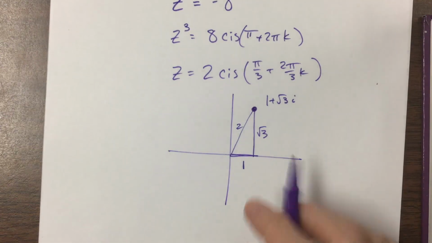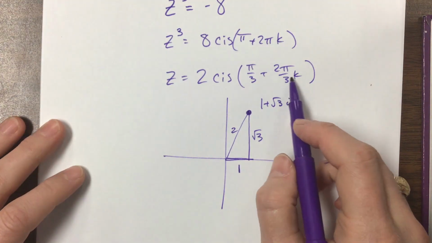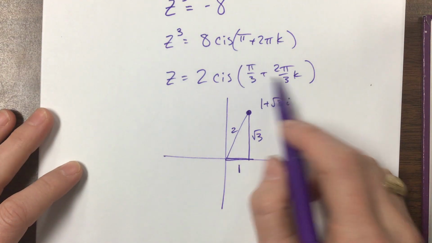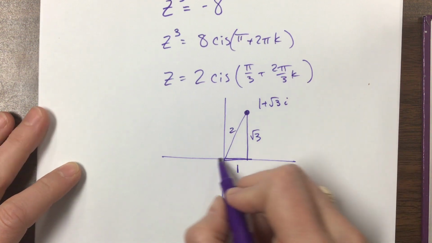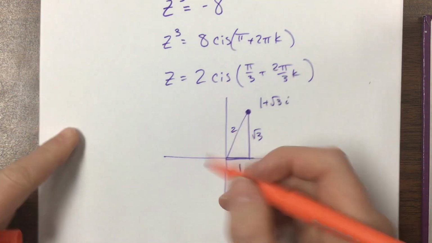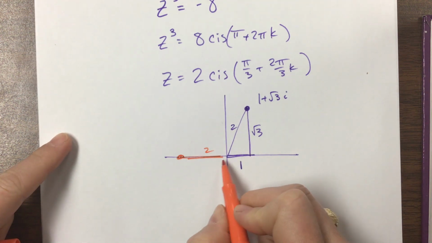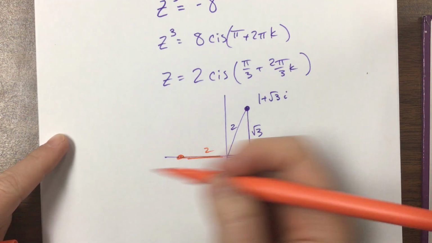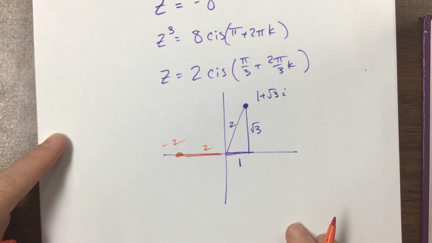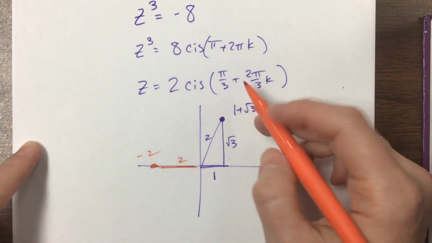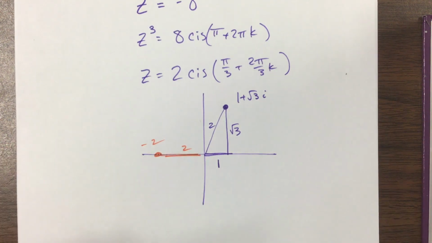And then when I add 2 pi over 3, 1 pi over 3 plus 2 pi over 3 is 3 pi over 3. That's the next one, and once again this modulus is 2. Well, that's 2 in the negative real direction. This is just -2.